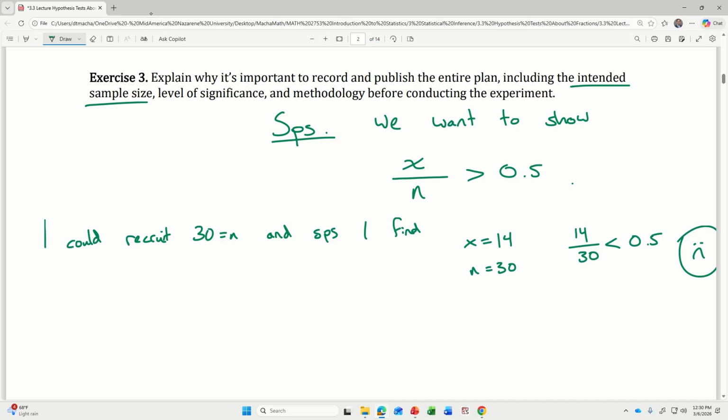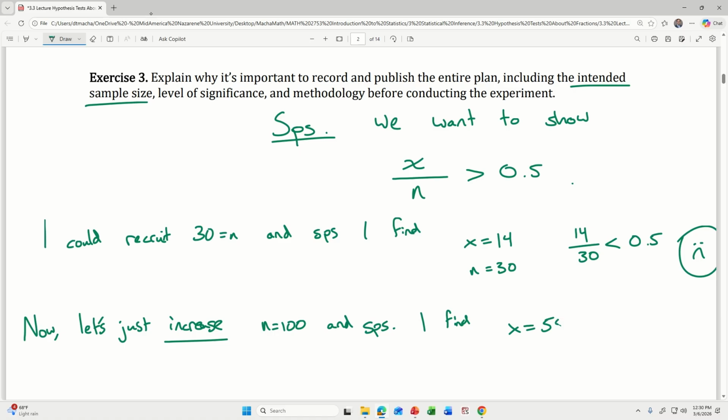But what I could do is now just increase our sample size. I don't even have to throw out the old data, but let's just increase this to n equals 100. And whenever I go out and I recruit 70 more individuals and I figure out whether or not they belong to this group, suppose with these 70 new individuals, I find that x is equal to 55 and n is equal to 100. Now 55 out of 100 is greater than half.